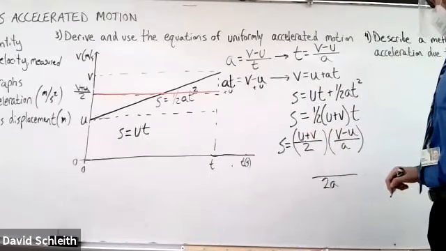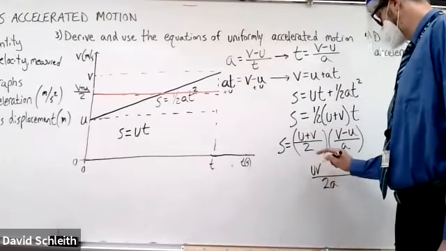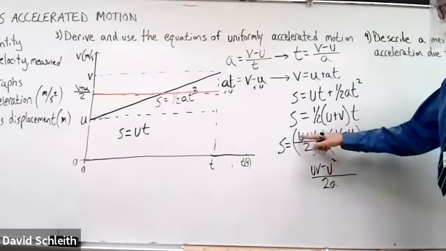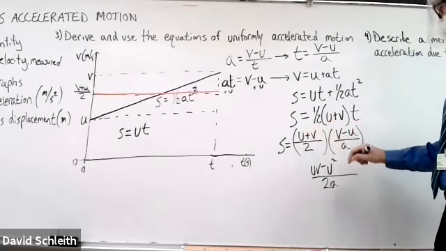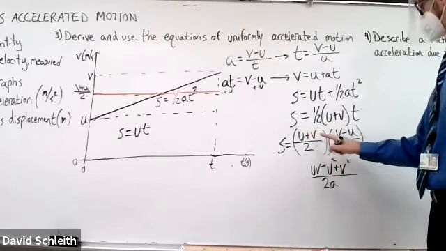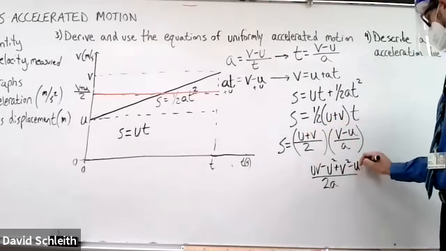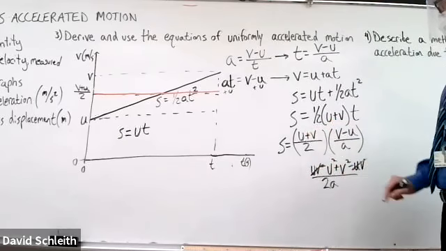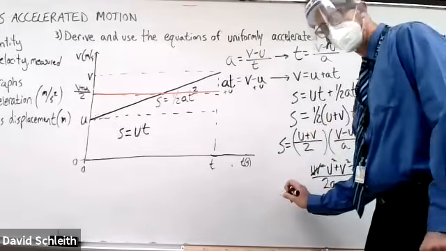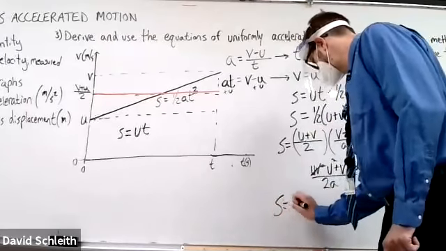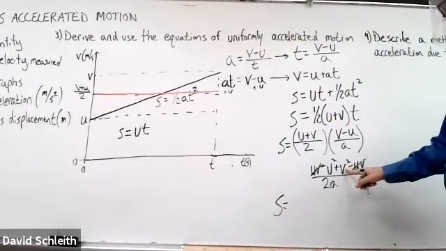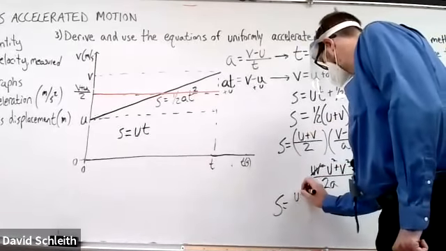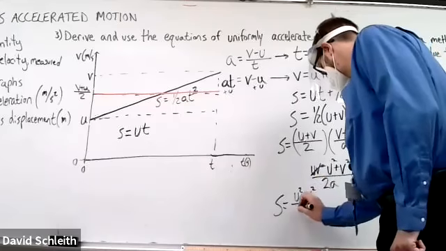What's u times v? uv. What's u times negative u? Negative u squared. I'm just distributing this u. Now distribute the v. v times v is positive v squared, and v times negative u is negative uv. So uv minus uv is 0, and I'm left with s equal to v squared minus u squared over 2a.